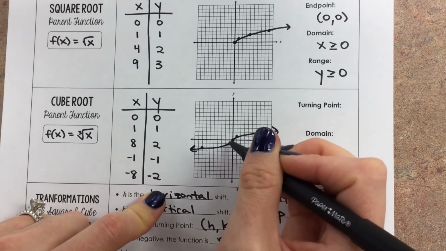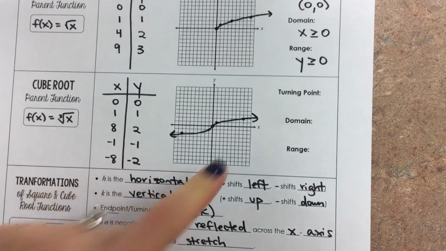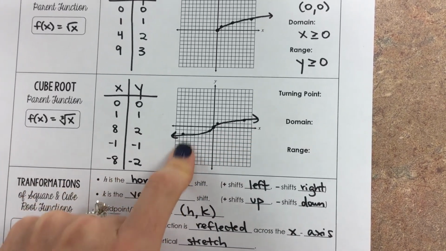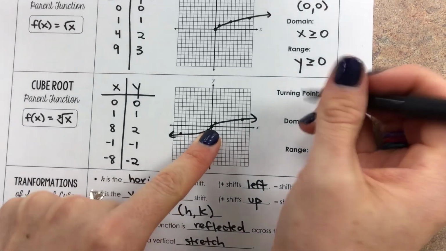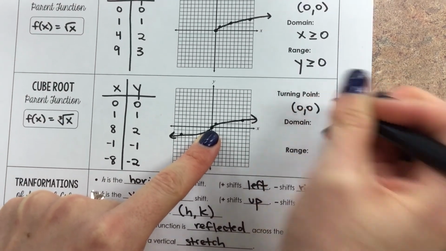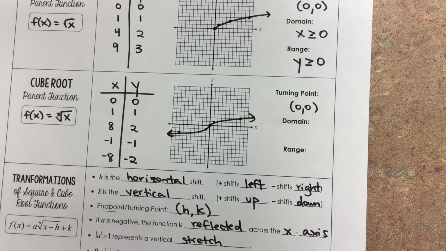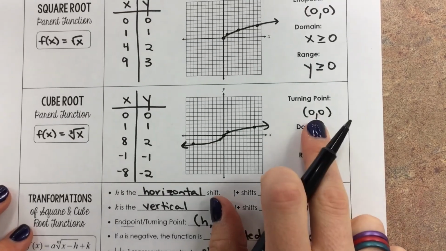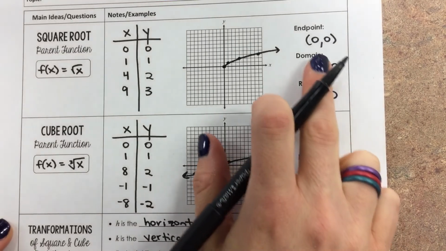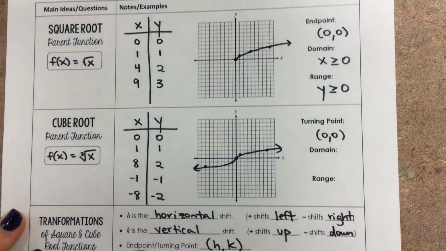So sort of does this symmetrical looking shape out in the other direction. So like it wiggles up, wiggles down. So a turning point is where it kind of like switches this little wiggly shape here. So here the turning point is at 0, 0. So just like the last lesson, any transformations that we have are going to shift where this turning point is, just like with square roots, it shifted where the end point was.